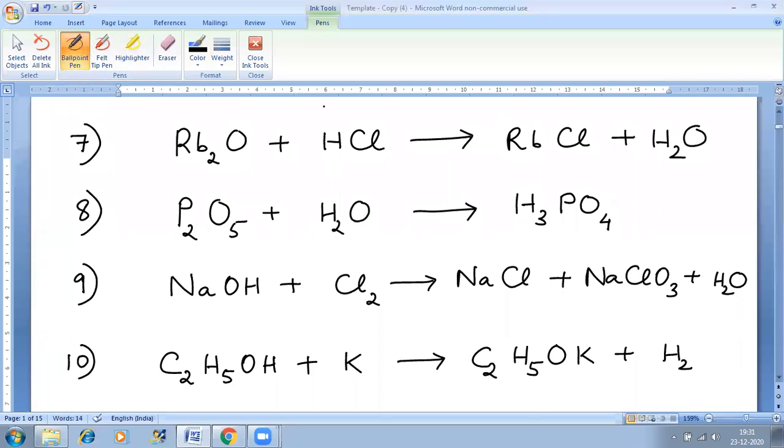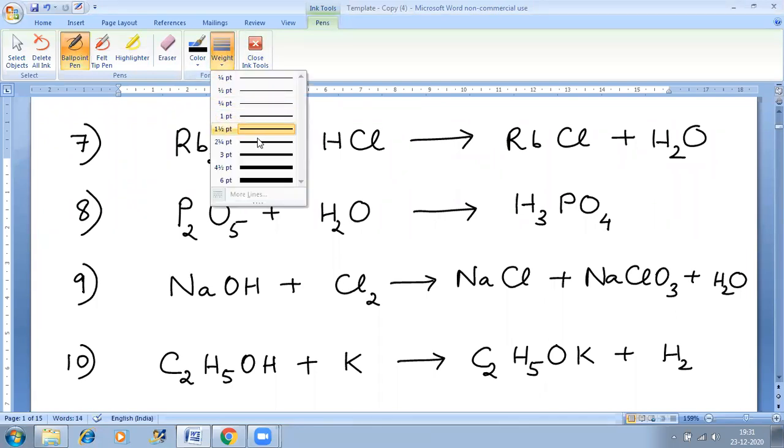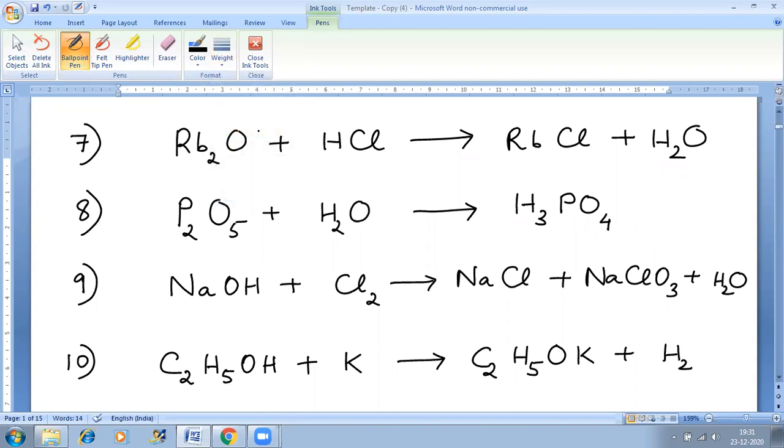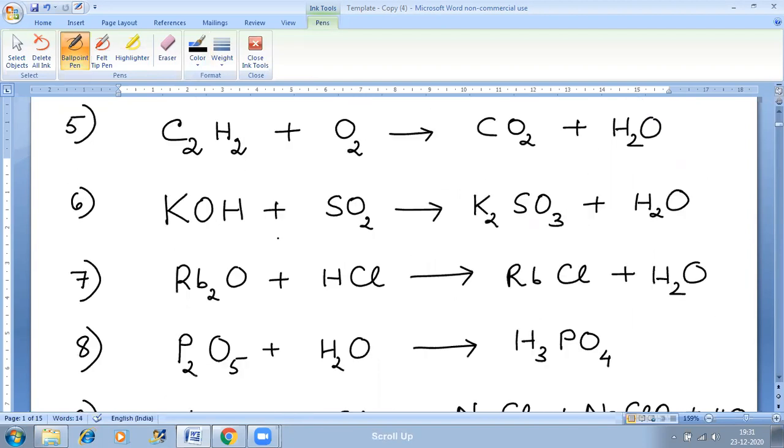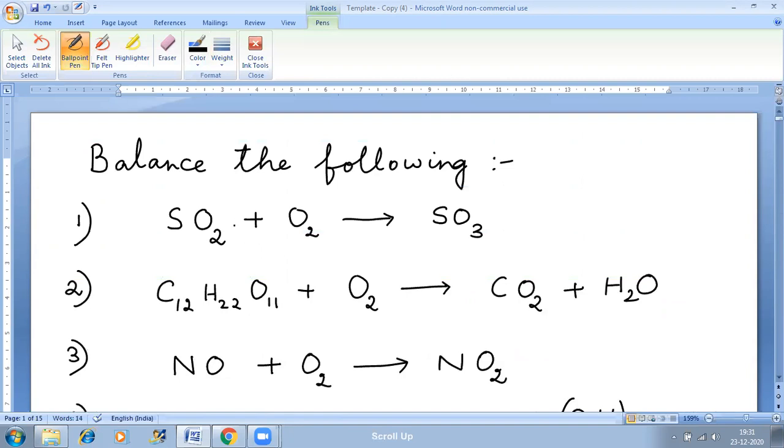So let's start discussing. Okay, first one. 2 here and 2 here. So balanced: 2SO2 plus O2 gives 2SO3. So 2 into 2, 4 oxygen atoms here, and 2 oxygen atoms, so 4 plus 2 is 6. And here 2 into 3 oxygen atoms, that's also 6.